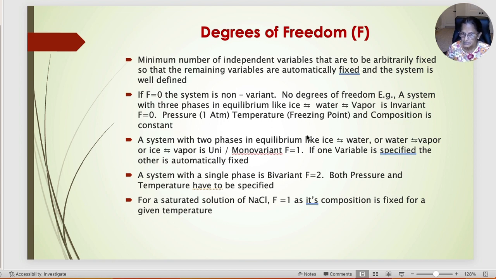A system with two phases in equilibrium, like ice in equilibrium with water, or water in equilibrium with its vapor, or ice in equilibrium with vapor, is monovariant. F is equal to 1, because if one variable is specified, the other one is automatically fixed. If temperature is given, pressure is fixed. A system with a single phase is bivariant. Single phase like water or vapor or ice, both pressure and temperature have to be specified. Therefore, it is bivariant. For a saturated solution of sodium chloride, F is equal to 1 because its composition is fixed for a given temperature. Therefore, degrees of freedom is 1.